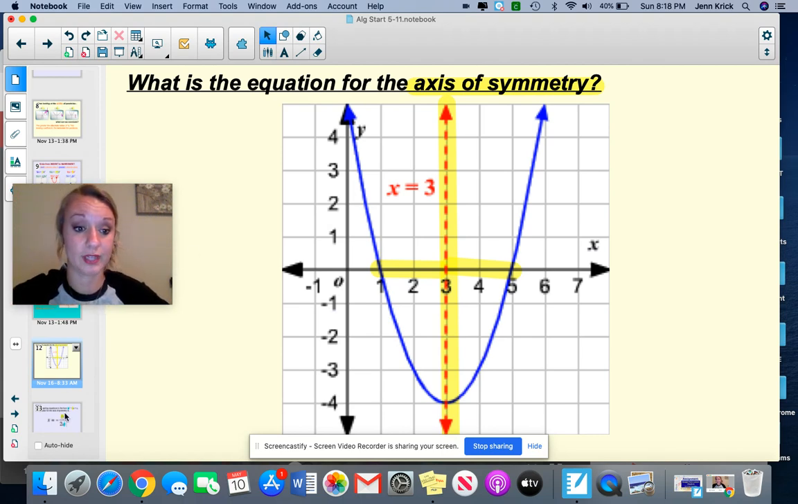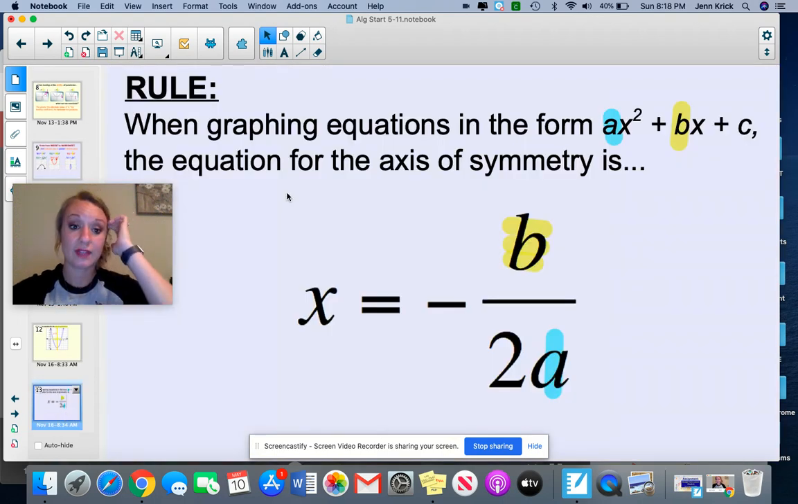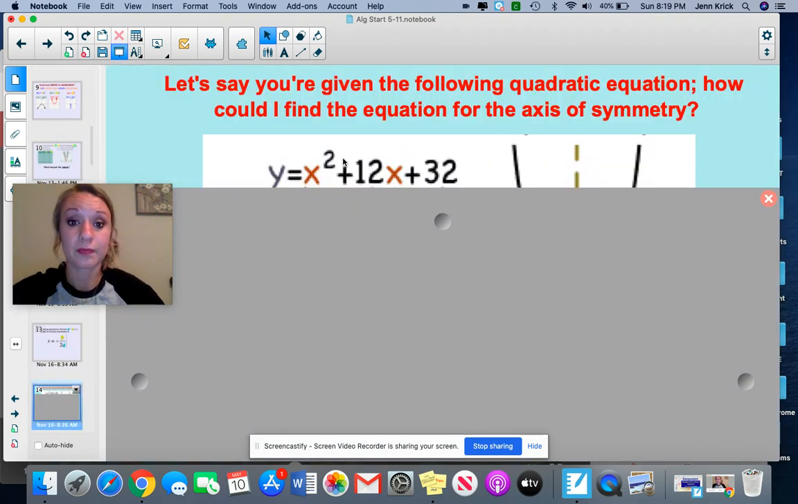There's actually a formula. When you're graphing the equation in the form of ax squared plus bx plus c, that's your basic quadratic function equation, the formula for an axis of symmetry looks like this: x equals negative b over 2a. You're going to have to write that down. So if you don't have a pencil in your notebook, write it down right now. So for your line of symmetry, if you're just given a quadratic equation, it's x equals negative b over 2a. So let's say that you're given the following quadratic equation. Help me find the equation for the axis of symmetry.